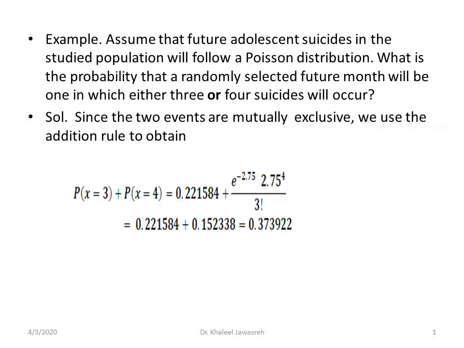So the final result will be 0.3738922. This is the probability to obtain what? If we randomly select a future month, it will be one in which 3 or 4 suicides will occur. So if we select a month randomly from this period, we have an interval, the probability of just 3 or 4 suicides in this month will be 0.373922. This is the final answer.